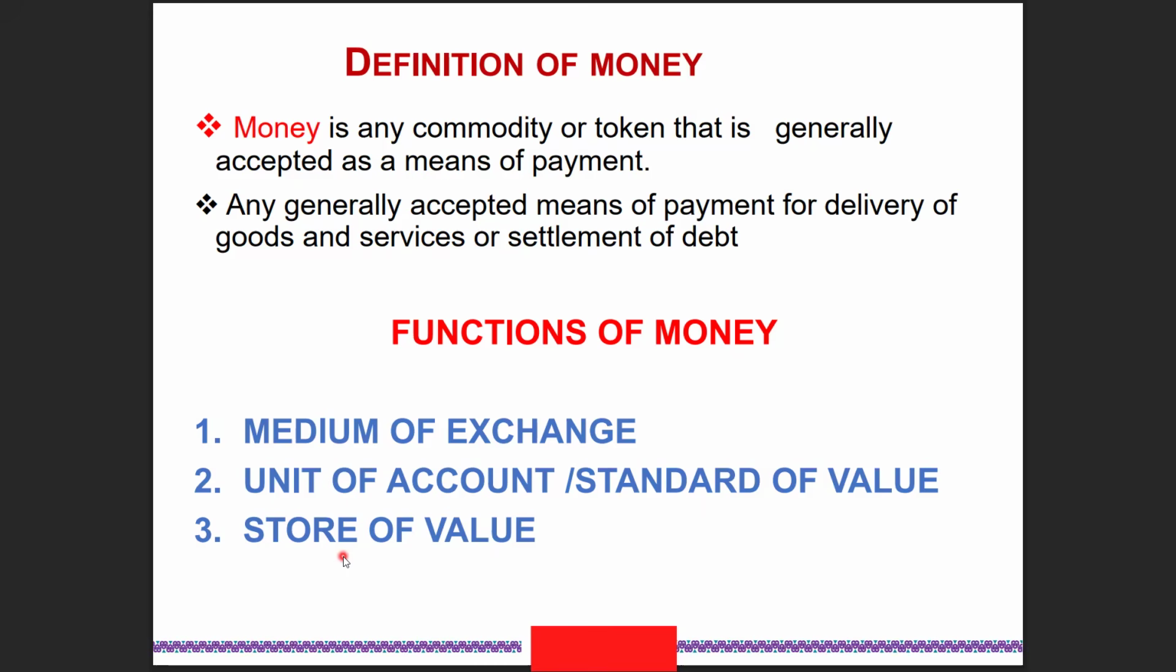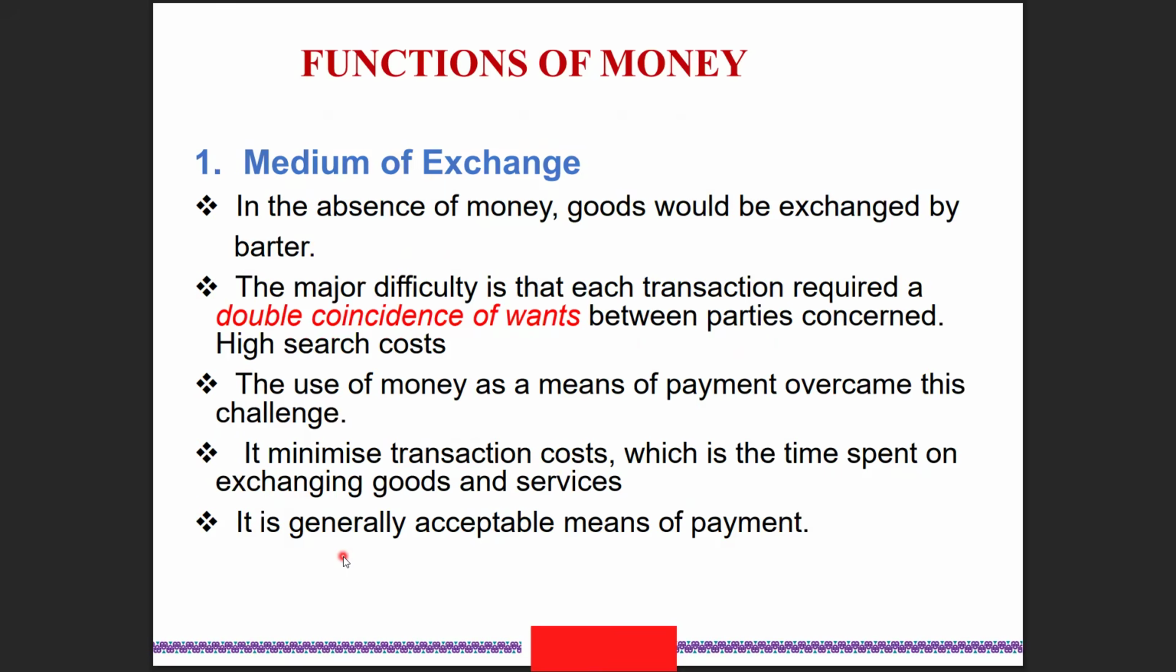We're going to go into detail on the next slide, but here you just have to know the definition of money. It's basically anything that can be used as a means of payment or settlement of a debt, right? And it has to be accepted, right? The functions of money: medium of exchange, unit of account, and store of value. So, functions of money, medium of exchange.